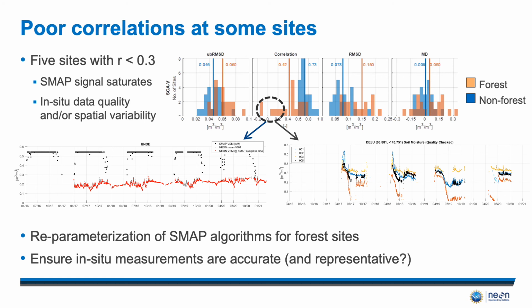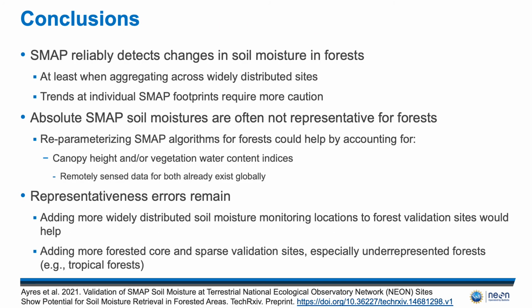So of course, ensuring that our in situ measurements are as accurate as possible, trying to replace malfunctioning sensors in a timely manner, or redoing installations if necessary, or possibly even removing locations if we consider them not representative of a spatial scale of interest, although I kind of hesitate to do the latter one there. So in conclusion, SMAP can reliably detect changes in forest soil moisture, at least when aggregating across widely distributed sites. If you're looking at an individual SMAP footprint, you definitely want to take a little more caution when you look at those trends, because in some cases those correlations were quite good, and in other cases they were quite bad.